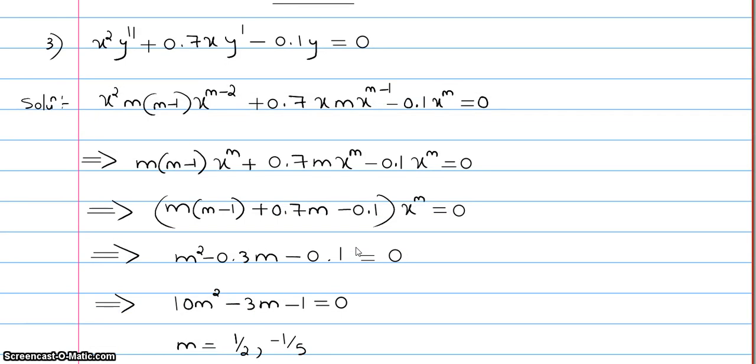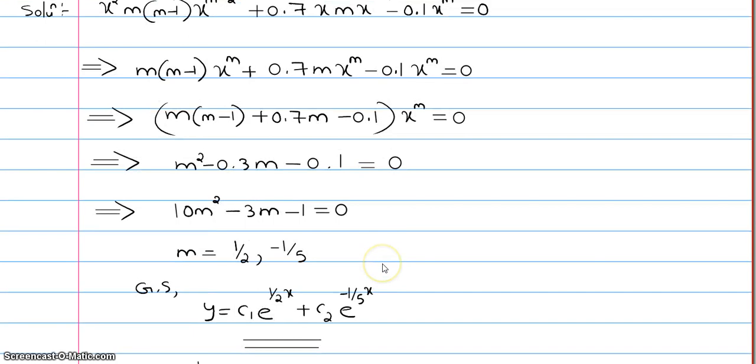Now the next problem: x square y double dash plus 0.7 x y dash minus 0.1 y equal to 0. Substituting all the terms, y double dash as m into m minus 1 x raised to m minus 2, y dash as m into x raised to m minus 1, and y as x raised to m. Combining all the powers of x and taking x raised to m as common outside, we get the quadratic equation like this: m square minus 0.3 m minus 0.1 equal to 0.